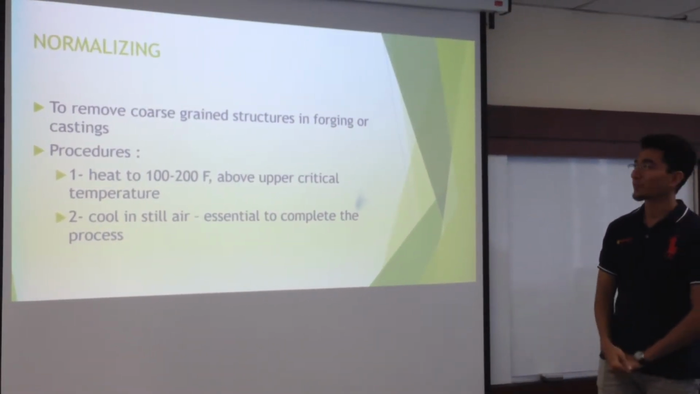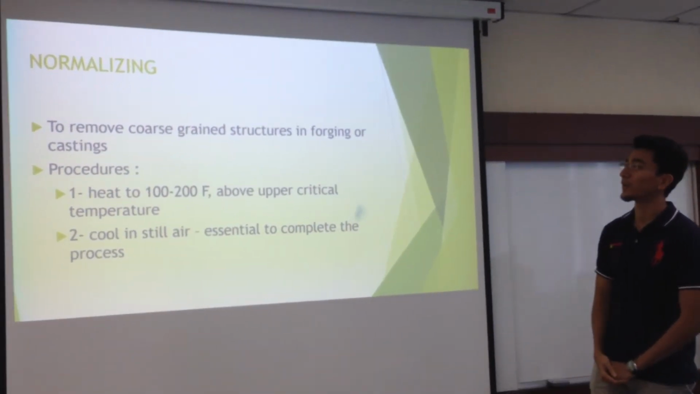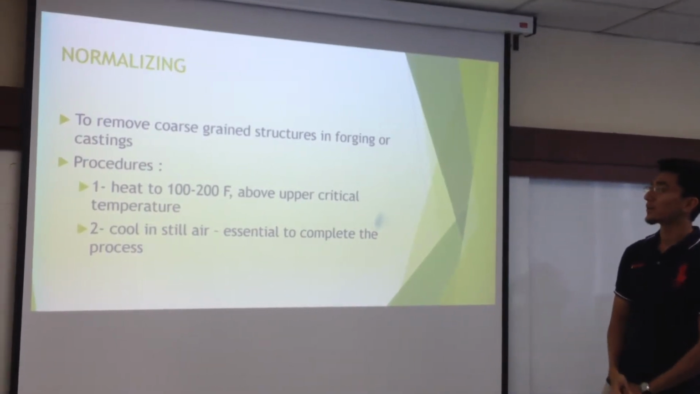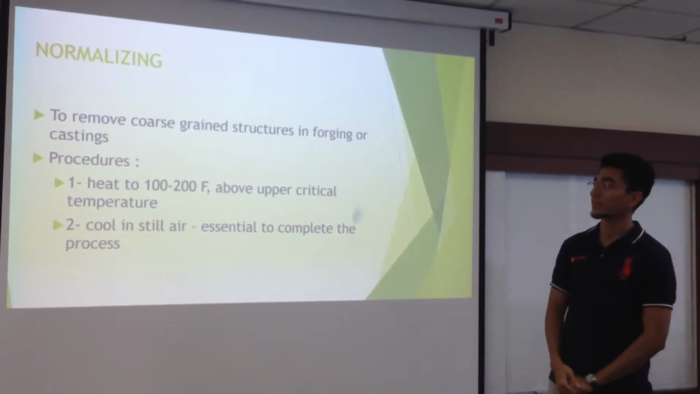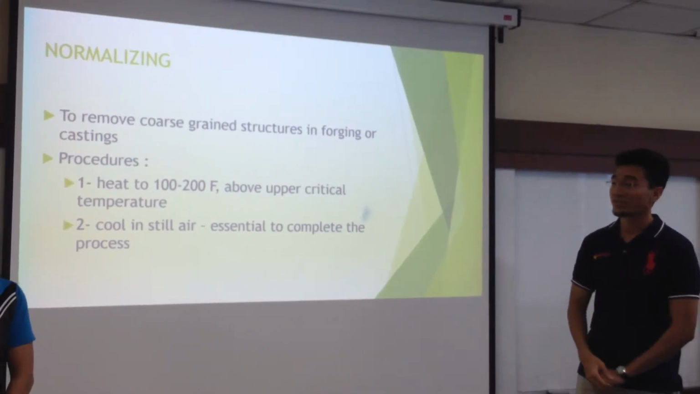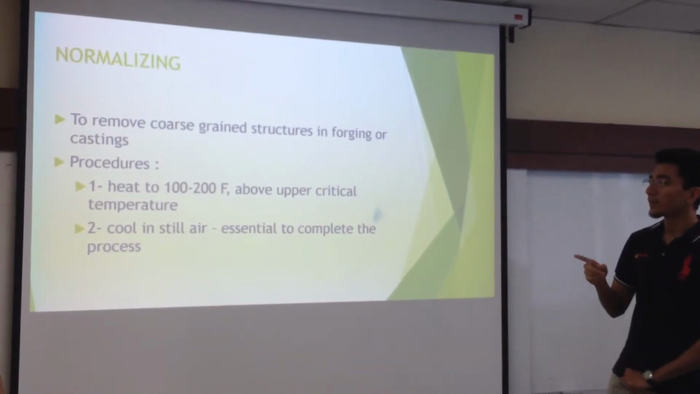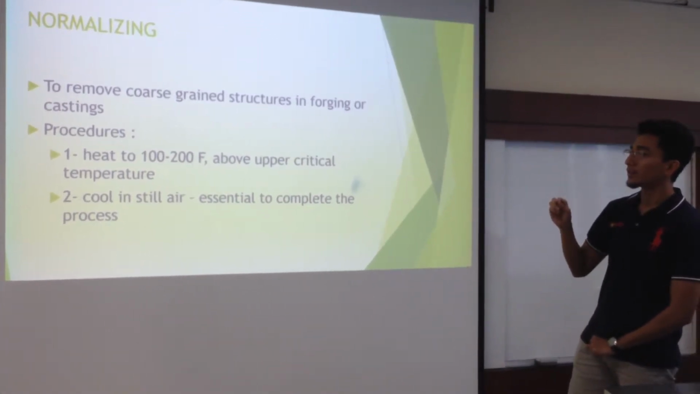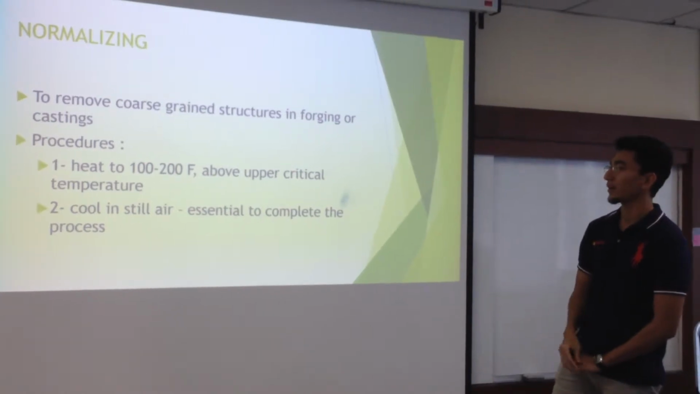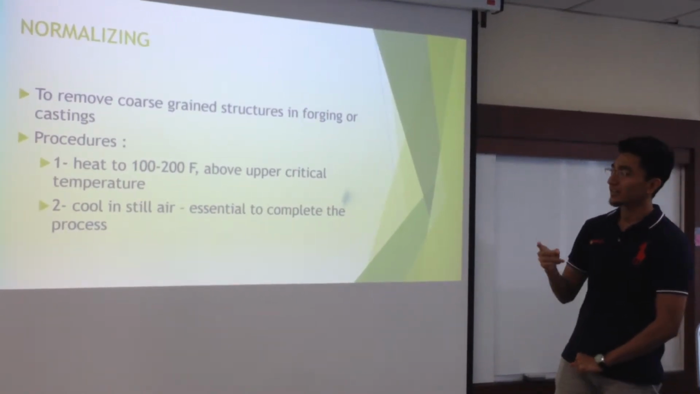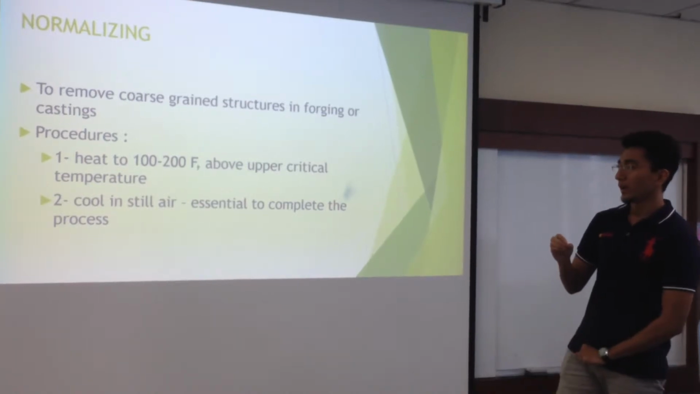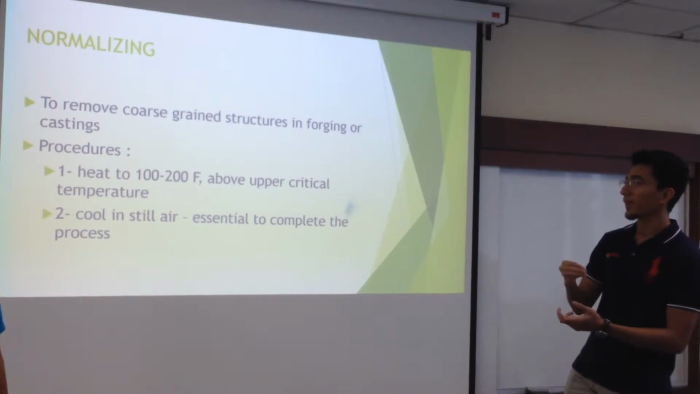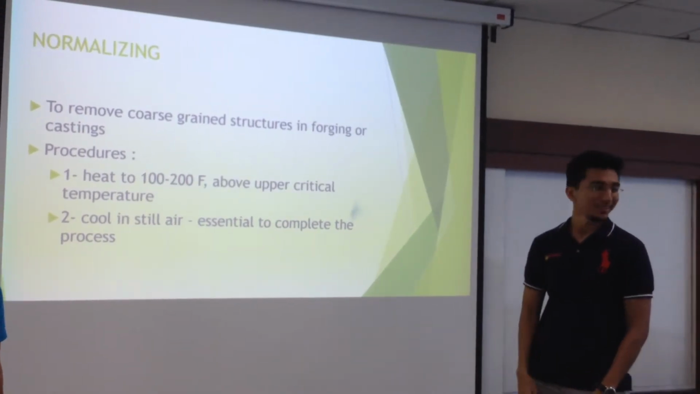Now I will proceed to the second step, which is normalizing. The definition of normalizing is to remove coarse grain structure in forging or casting. The procedure is simple. You need to heat from 100 until 200 Fahrenheit above the upper critical temperature. And the second procedure is cooled in still air. The steel is cooled in still air, and that is essential to complete the process.